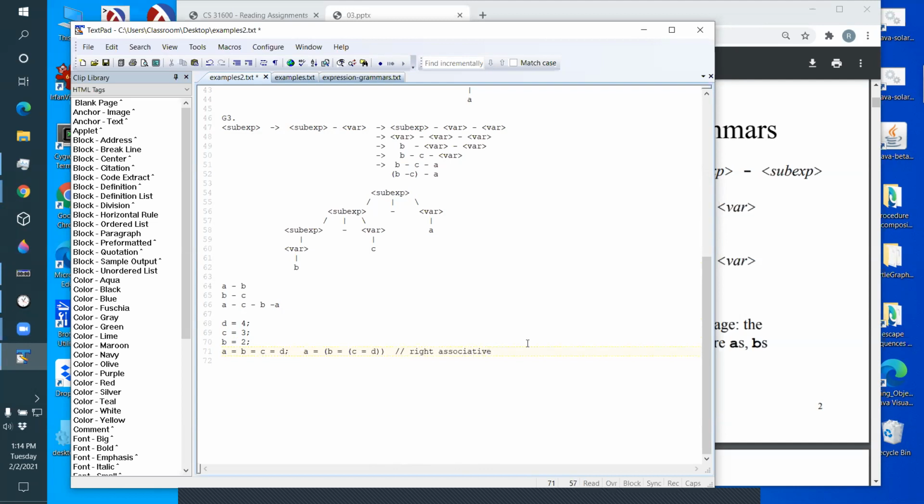The equality operator is a good example of a right associative operator because it doesn't make sense to read this one from left to right. It makes sense to say C is, oh, I have to give you what D is. So now C is going to be made 1, then B is going to be made 1, and then A is going to be made 1. So all the variables, A, B, C, and D, will end up being equal to 1.